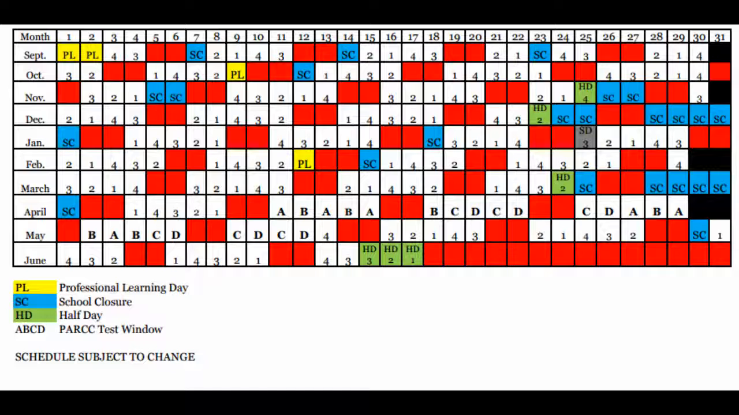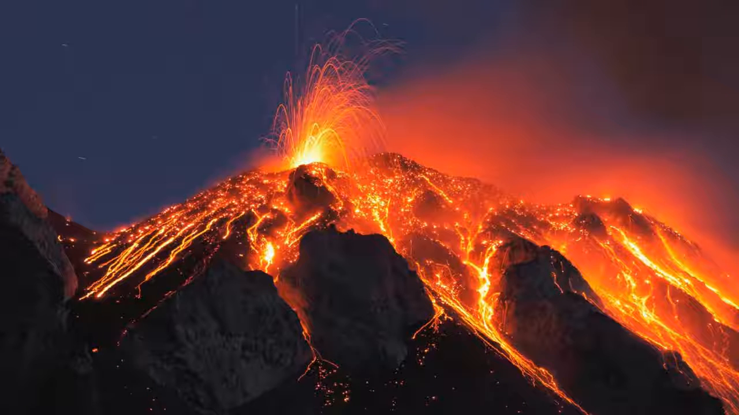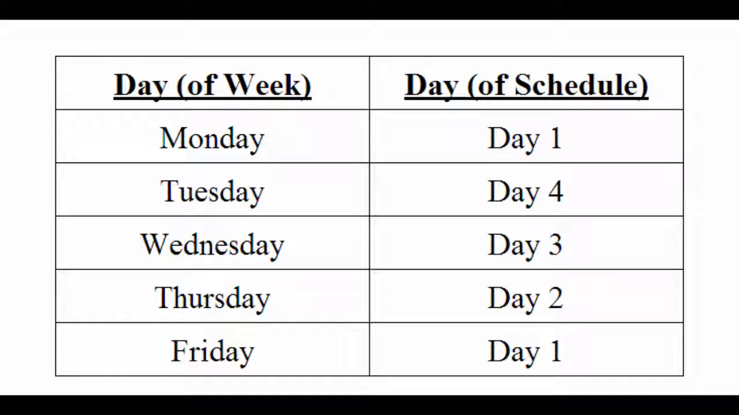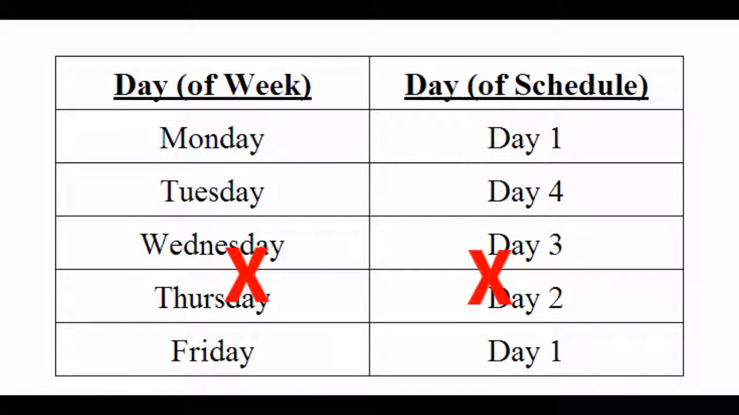This means that even if school is canceled because of a snowstorm, a hurricane, or a spontaneous volcanic eruption, it still counts as a day in the rotation. So if school is canceled on what would have been a Day 2, the next day, when we return, it would still be a Day 1, not a Day 2. Nothing changes.